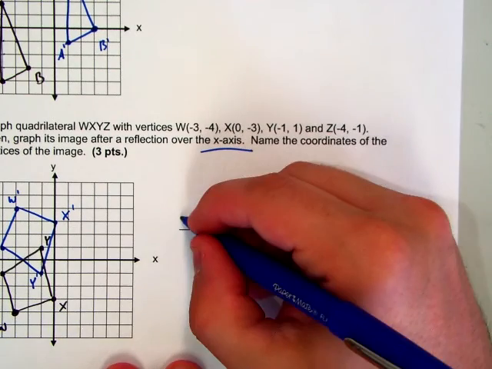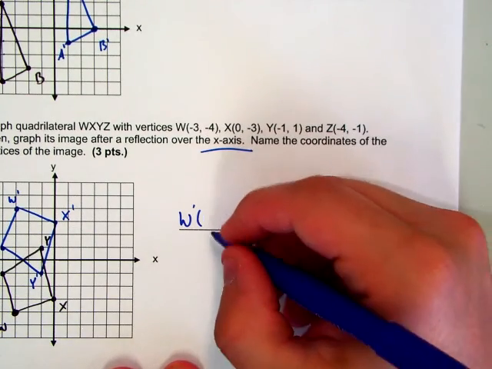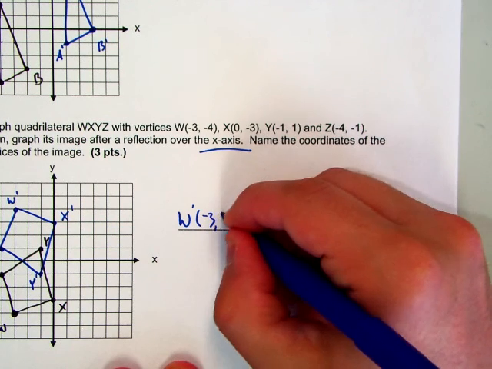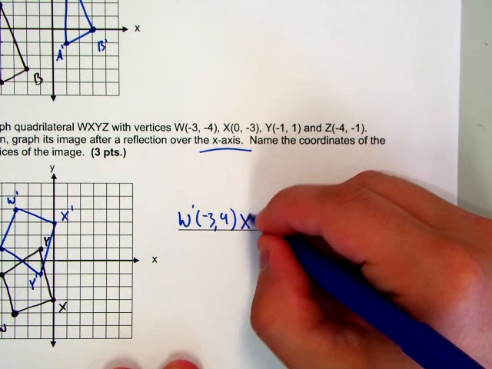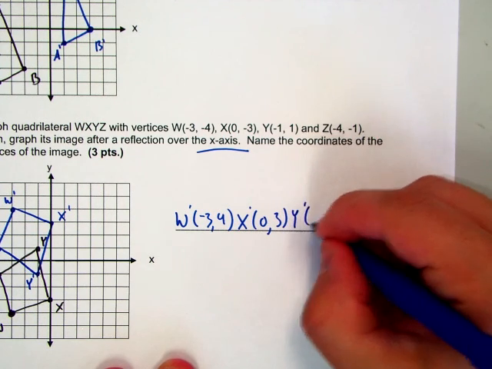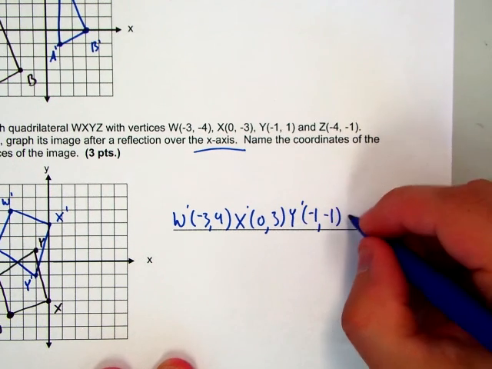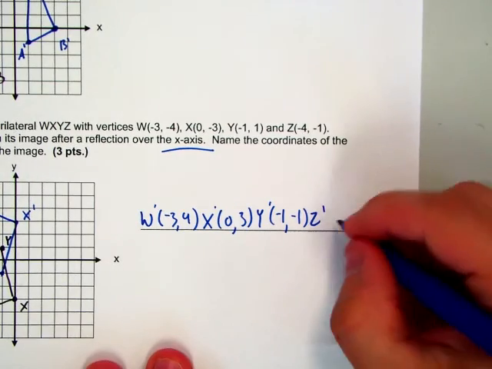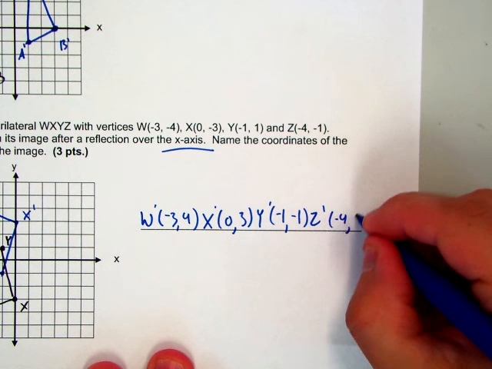So as we go through this, W prime is now at -3, 4. X prime is at 0, 3. Y prime is at -1, -1. And then Z prime would be at -4, 1.